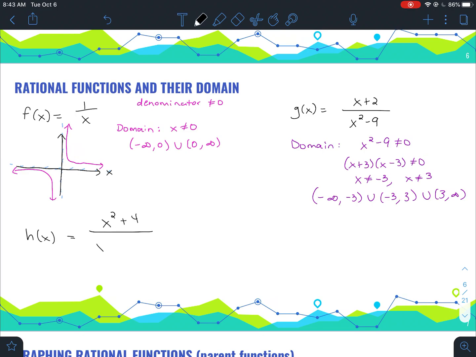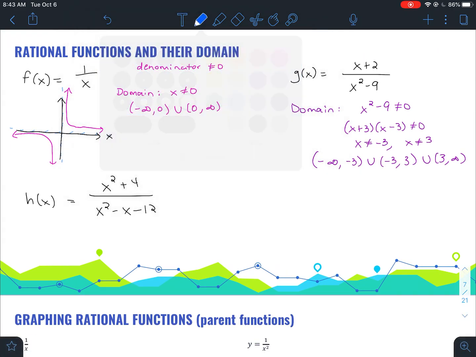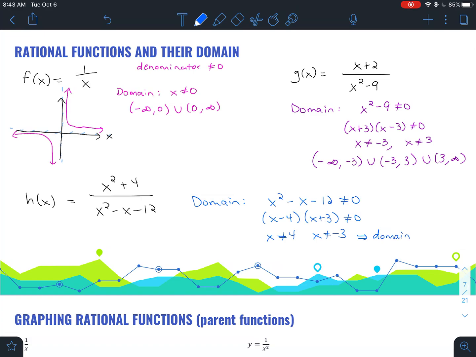All right, let's say we have h(x) equals (x squared plus 4) over (x squared minus x minus 12). Again, for the domain, the denominator can't be 0. So x squared minus x minus 12 can't be 0. We're going to try to factor and solve it. This factors into (x - 4)(x + 3), so those can't be 0. So x can't be 4 and x can't be negative 3 for the domain. So to find the domain of rational functions, whatever the denominator is, say it can't equal 0, solve it, and those are your domain restrictions.